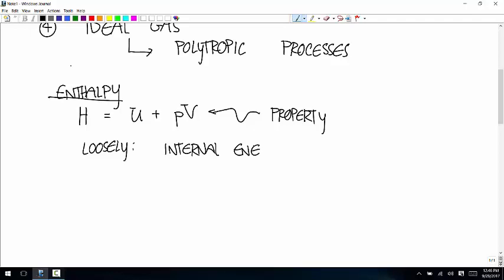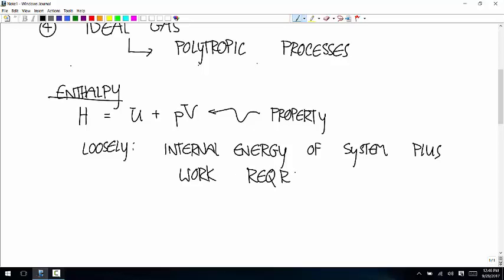Remembering how to define it, that's true. So the internal energy of the system plus the work required to put the system in the surroundings.